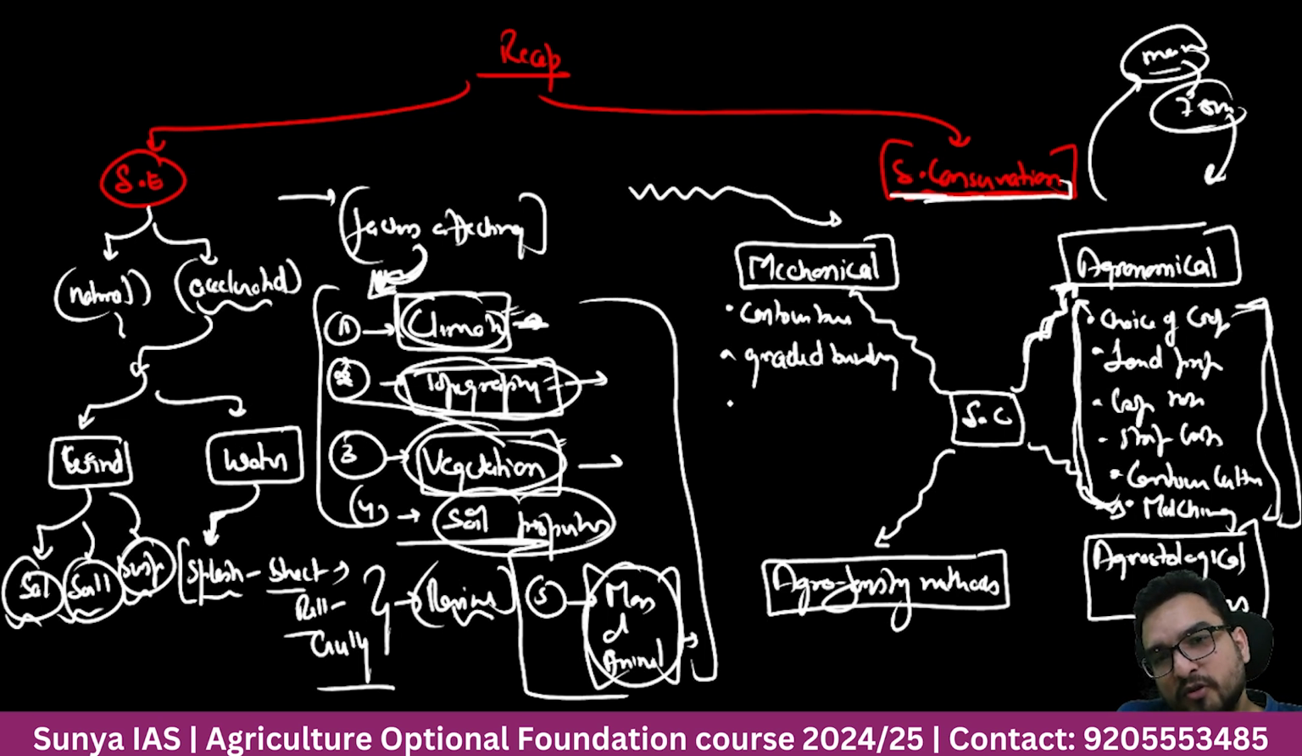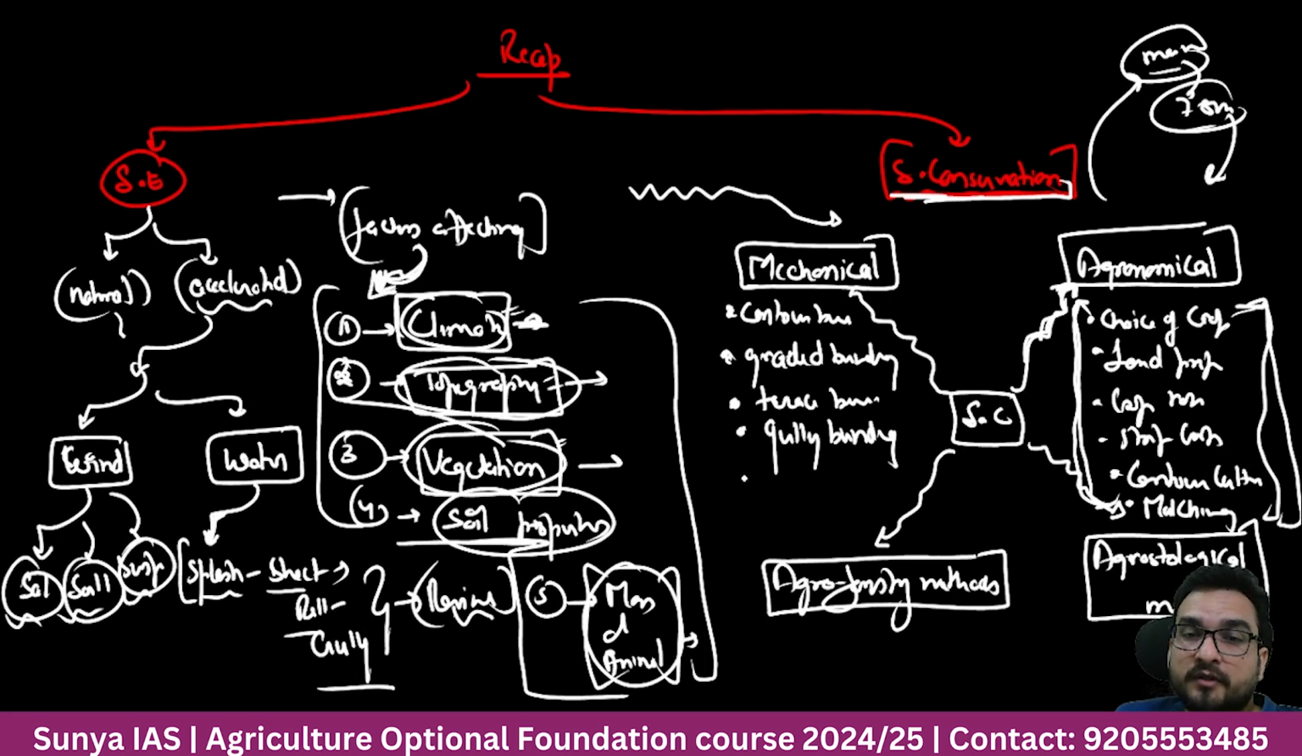In detail, we had all seen this in the last class. No need to go through the details right now. Just try to see if you can recall the sub points or not. Graded bunding, then terrace benching, then gully bunding or gully control, like vegetative barriers and mechanical methods, which we are creating. These are engineering methods, right?